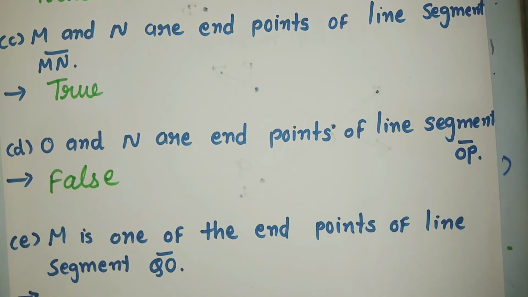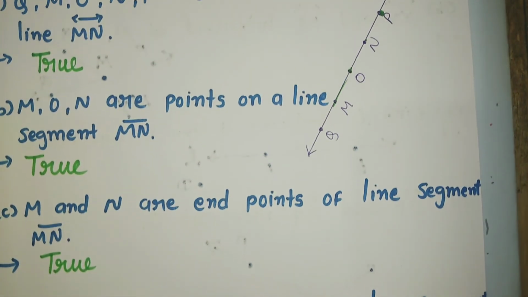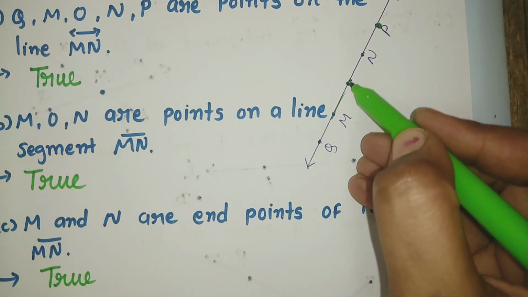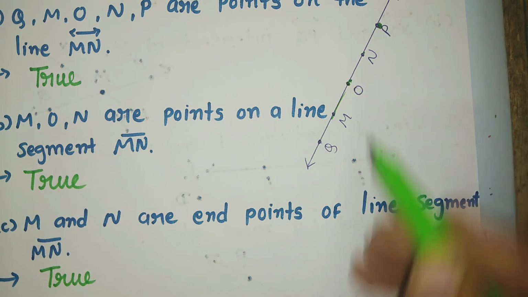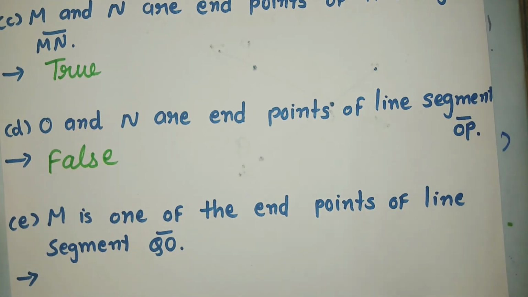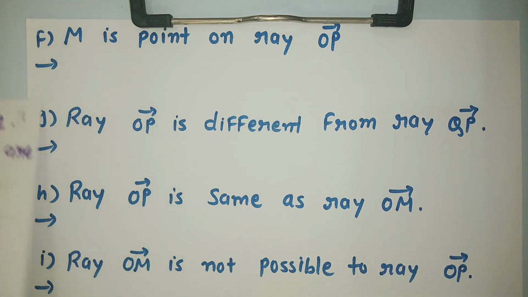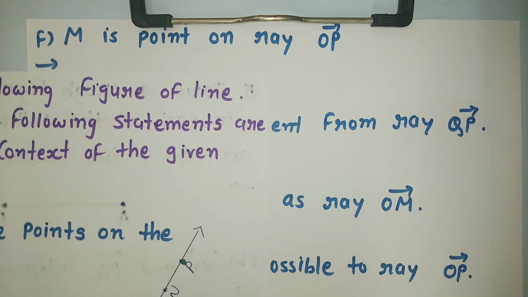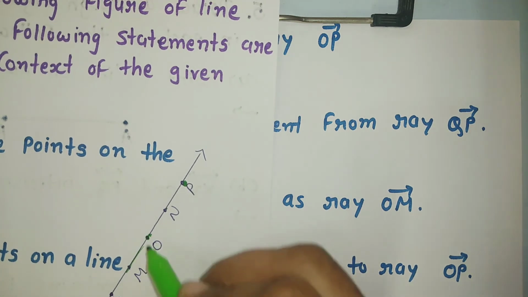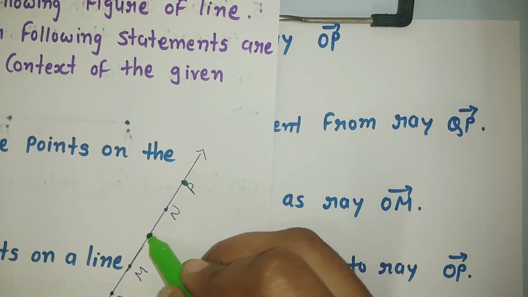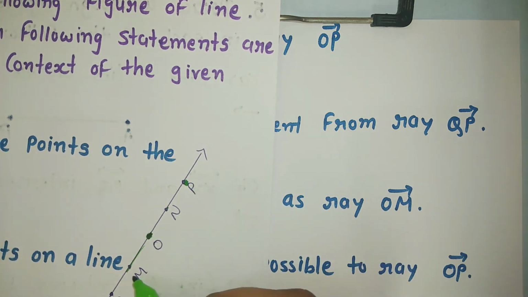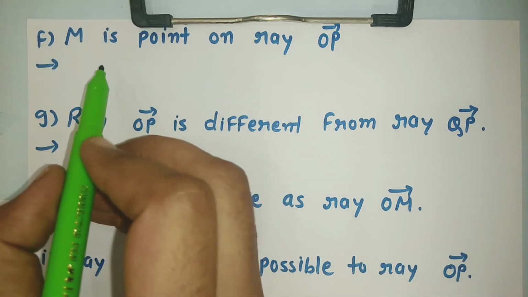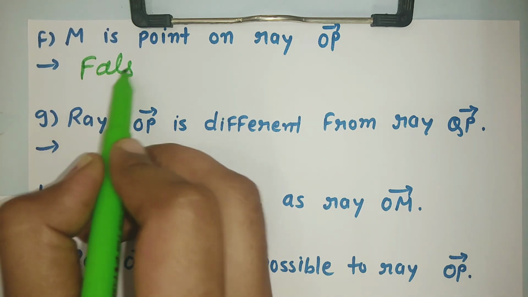Next, M is one of the endpoints of line segment QO. M is the endpoint of QO. Q and O. It starts at Q and ends at O, so M will not be the endpoint of the line segment. So this sentence is false. F. M is a point on ray OP. M is a point on OP. Ray OP will start from here, O to P. So does M come anywhere between O and P? No. So this F is false.